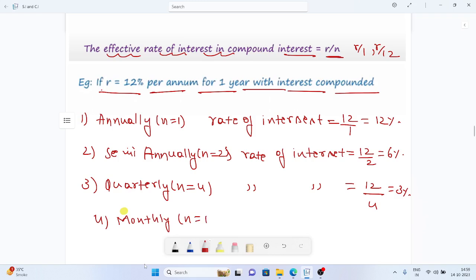The value of n becomes 12. So what is the effective rate of interest here? It is 12 by 12, which is nothing but 1%. So this is how we calculate the rate of interest. You understand this? Okay, so please note this down. Then we move forward.